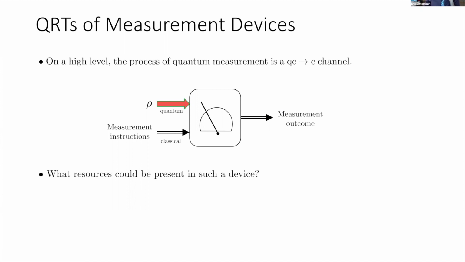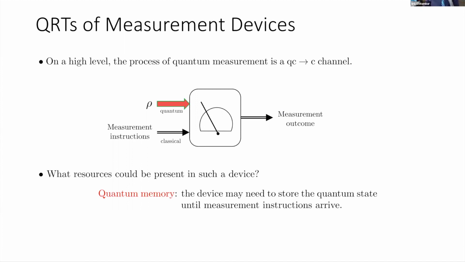And so we could ask, what sort of resources could be present in such a device? One resource that is certainly present is quantum memory. Since we have two inputs, it might be the case that our quantum state arrives before our measurement instructions arrive. From an experimental perspective, you're the experimenter, and you may change your mind on what particular measurement you want to perform. So there's some freedom that we're allowing on the measurement instructions. And so we want some quantum memory that can store our quantum input until the moment that we make up our mind what we actually want to measure. So that would be a resource present in this measurement device, and it's tied back to the ability to freely choose what instructions we want to imprint onto our measurement device.